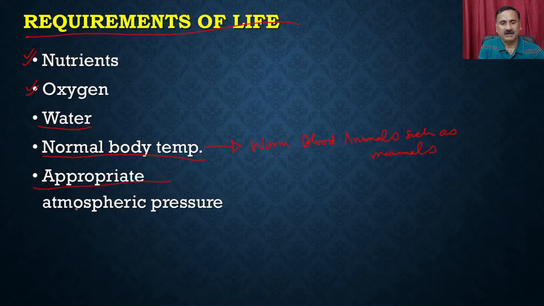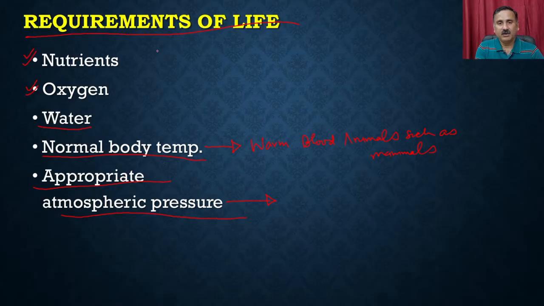Then we also require the maintenance of appropriate atmospheric pressure, because if you don't maintain it, that is going to cause rupturing of the body cavities. If you remember, when we were discussing classifications, we discussed the different types of cavities present in different organisms. The purpose of these cavities is to maintain the pressure, because if there is an increase in atmospheric pressure, the air within the cavities plays a crucial role in balancing the pressure outside and inside.